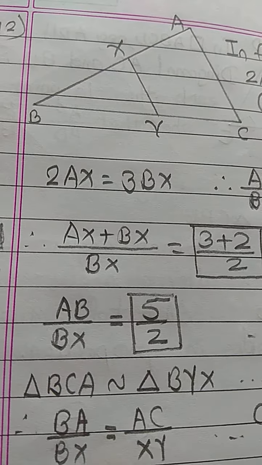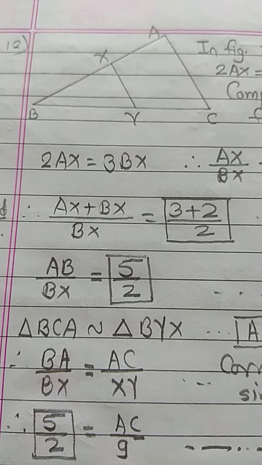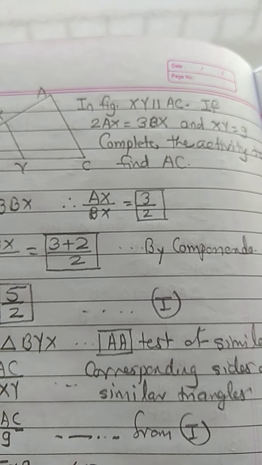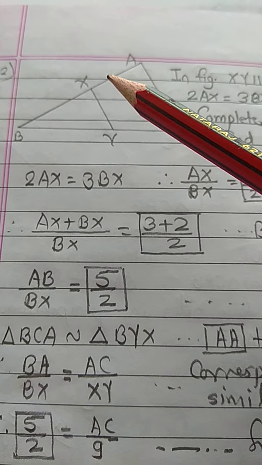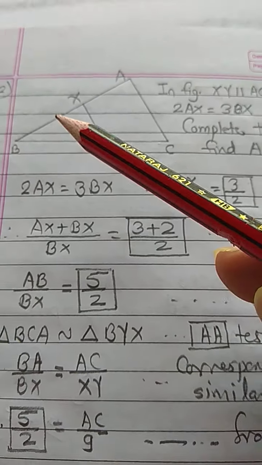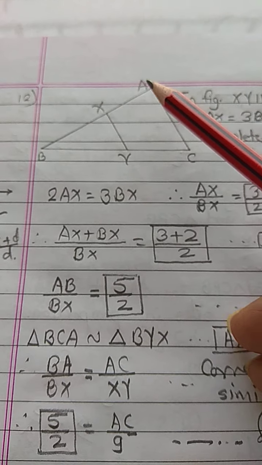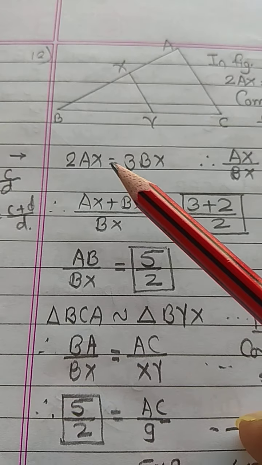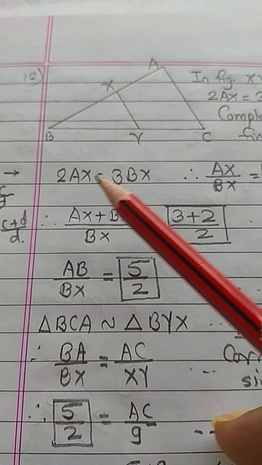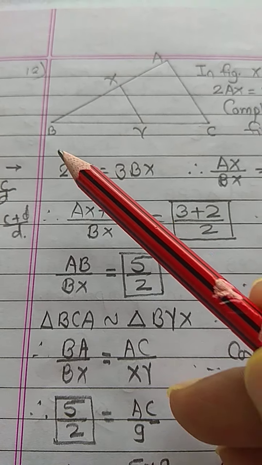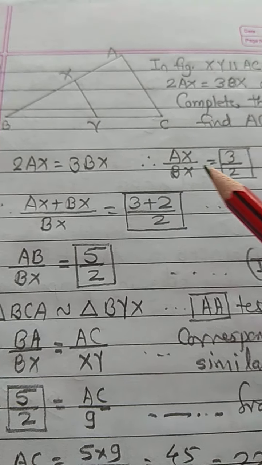Now question number 12. This is also an activity. Here XY is given as parallel to AC, and 2AX is equal to 3BX. We have to complete the activity to find this AC. As 2AX is given as 3BX, therefore AX upon BX is equal to 3 upon 2.